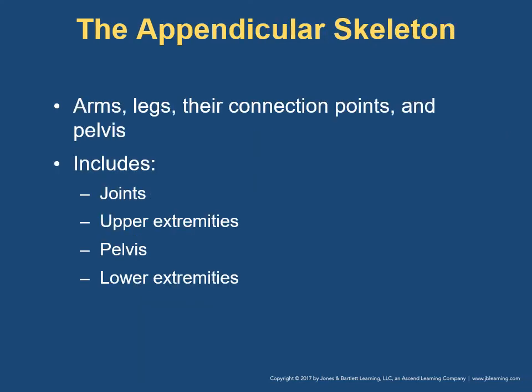The appendicular skeleton, you can remember this by knowing that your extremities are called appendages. So your extremities are the things that make up the appendicular skeleton. That is the arms, legs, their connection points, and the pelvis. We're going to talk about joints, upper extremities, the pelvis, and the lower extremities.